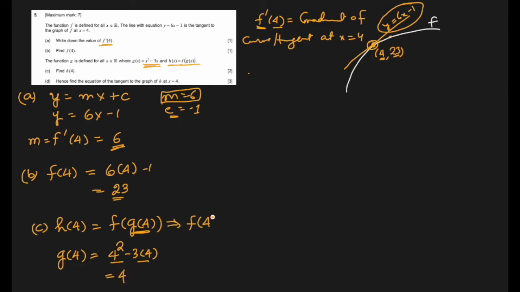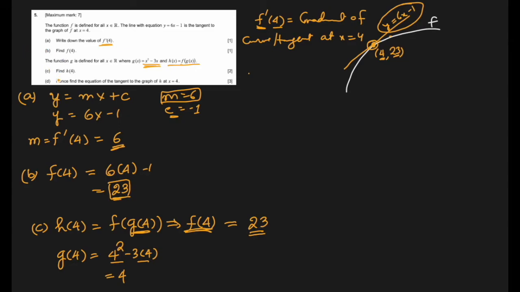We got f(4). If it would be f(5) or f(8) or f(-2), then we would not be able to proceed. But not by chance, by the planning of the question maker, we got the same thing, and f(4) is already known to us, which is 23. So the answer is 23.